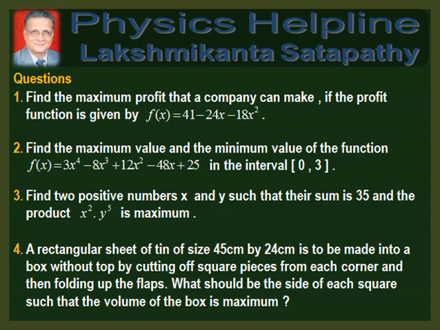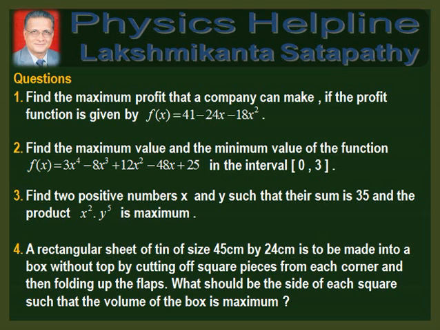Question 2. Find the maximum value and the minimum value of the function f(x) is equal to 3x to the power 4 minus 8x cubed plus 12x squared minus 48x plus 25 in the closed interval 0-3.